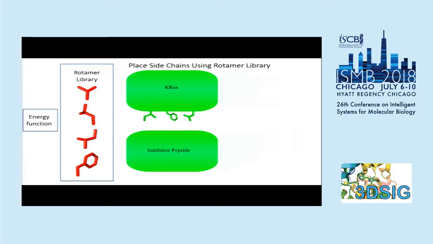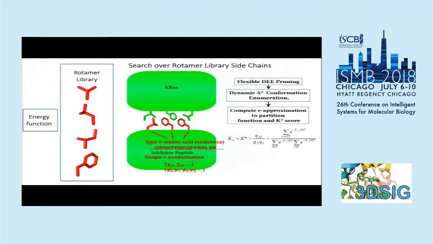Then if you were to do this with OSPREY, you would do dead end elimination, followed by our dynamic A star, followed by our epsilon approximation to the partition function, which allows you to calculate the K star score. The K star score is the partition function of the bound complex over the partition function of the unbound proteins, and this approximates Ka.